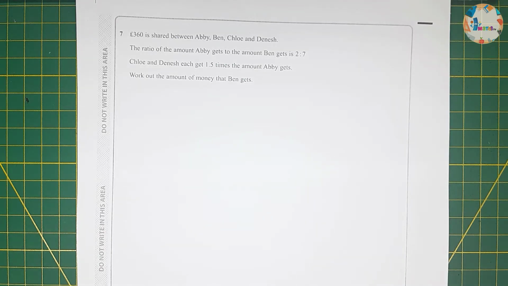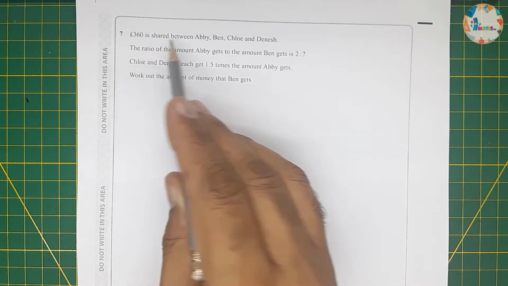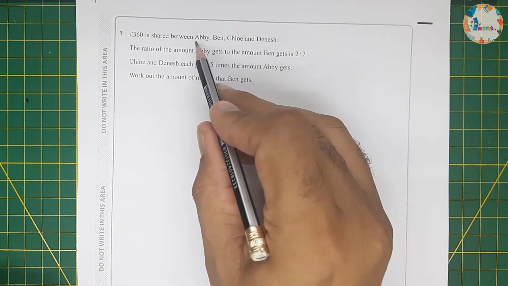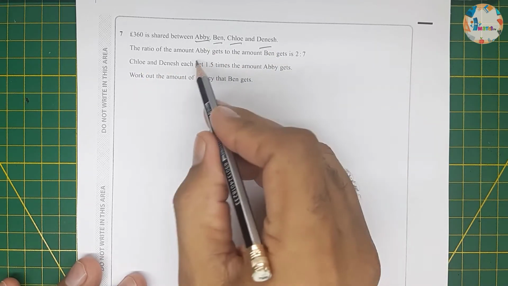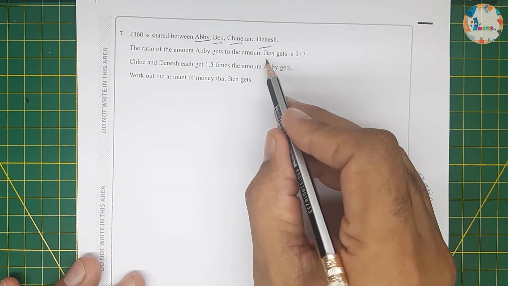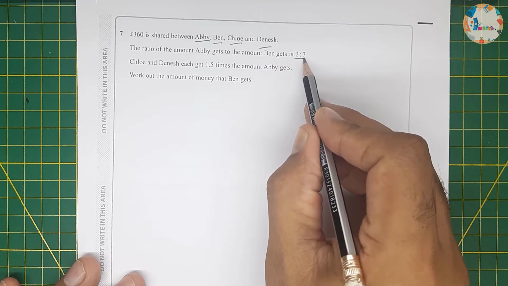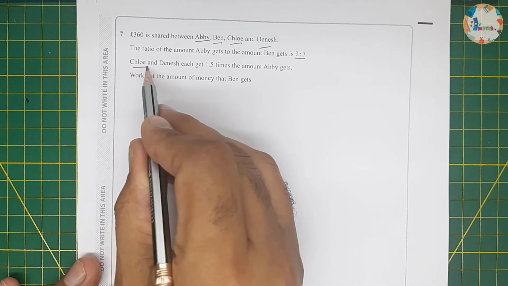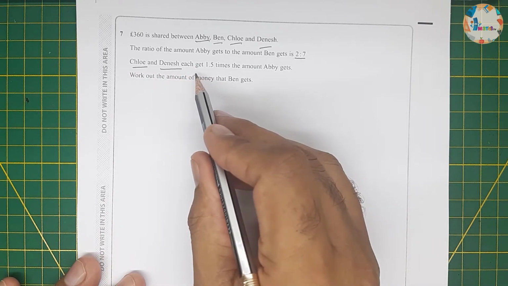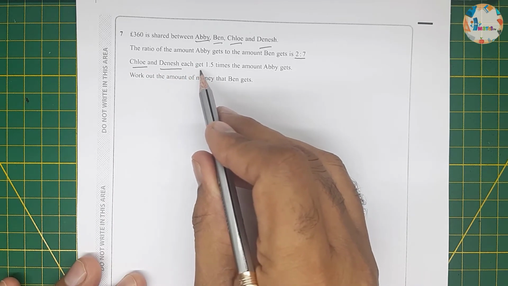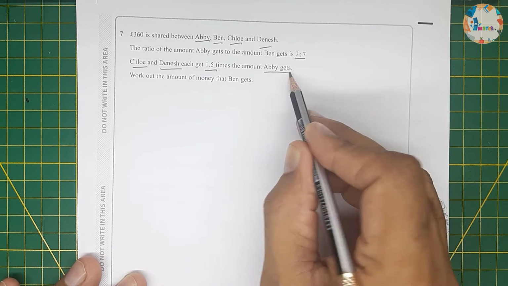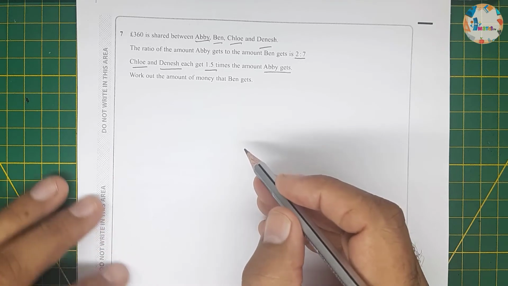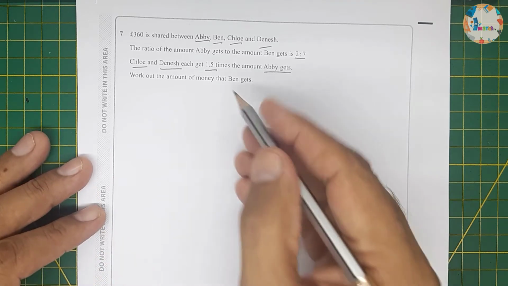Question number 7 says £360 is shared between these 4 people. The ratio of the amount Abby gets to the amount Ben gets is 2:7. Chloe and Danish each get 1.5 times the amount Abby gets. Work out the amount of money that Ben gets.